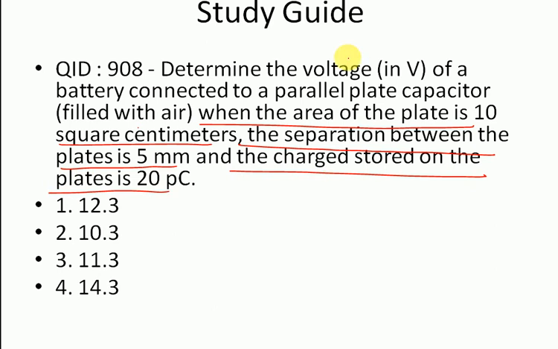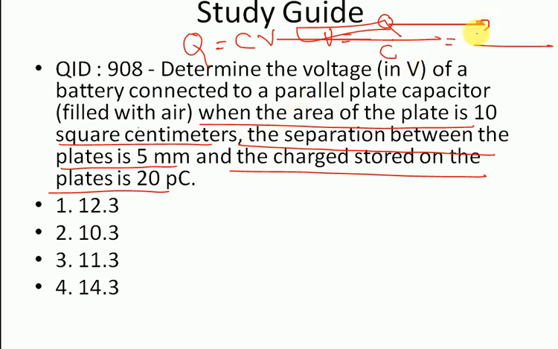So what formula will we use here? Q equals CV. You know that formula. Now we have to find V. V will be Q upon C. So very easy. Q is already given. Q is 20 picocoulomb, that means 20 into 10 to the power minus 12 coulomb.